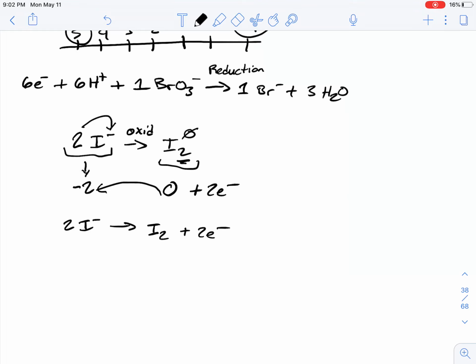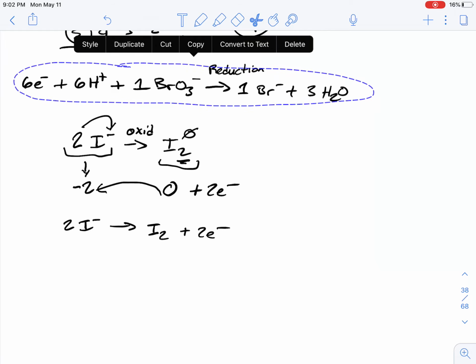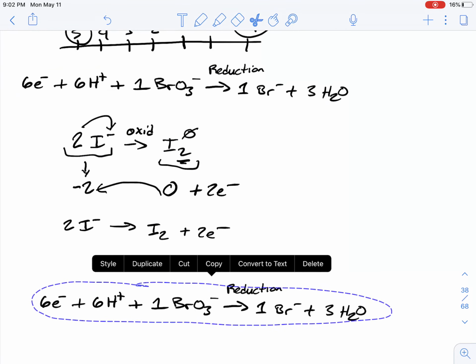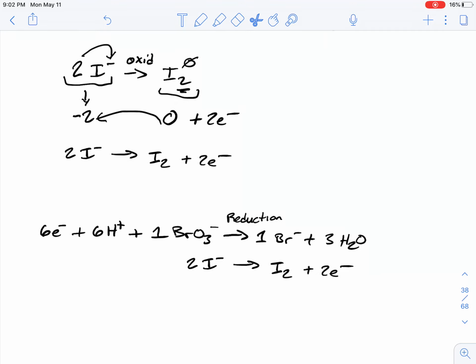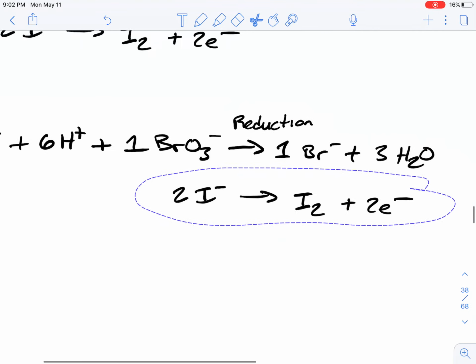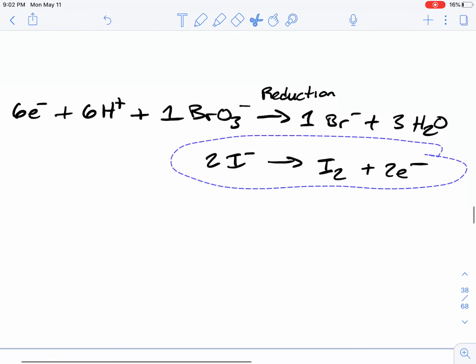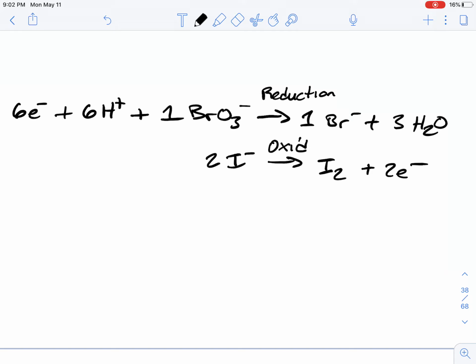And so now all I'm going to do is compare the oxidative half and the reductive half to determine how many electrons are really transferred. If you look, we have 6 electrons for reduction, 2 electrons for oxidation. So since 6 is a common multiple of 6 and 2, that means that I probably need to multiply everything here by 3 so that this can be transformed into 6.